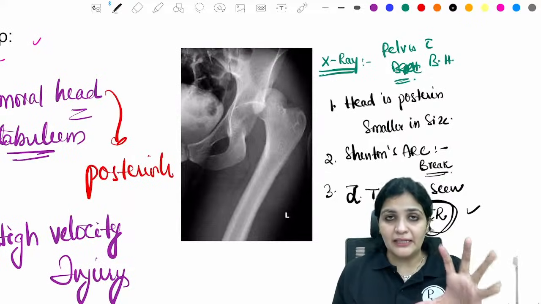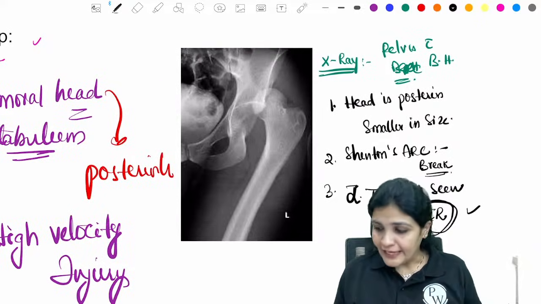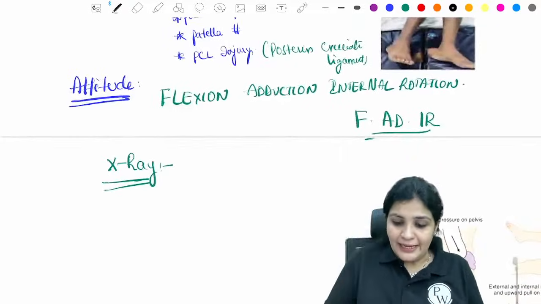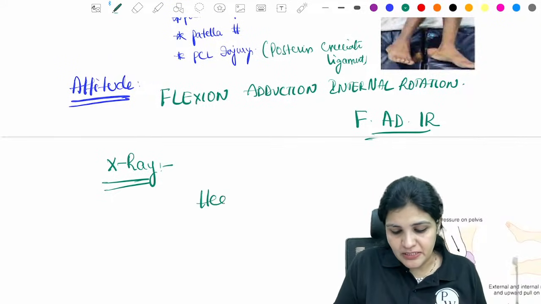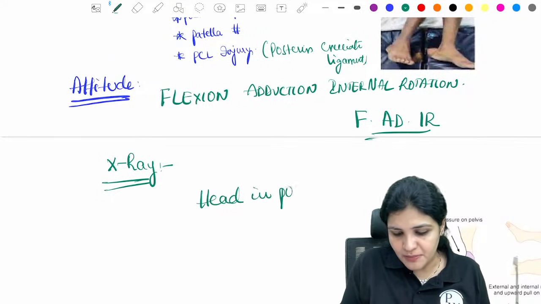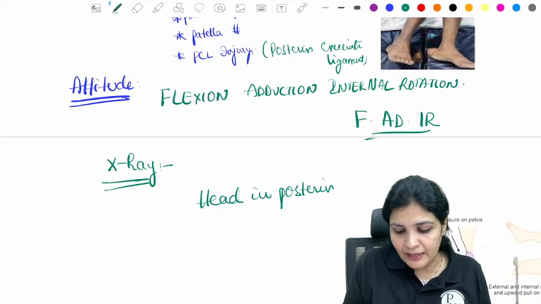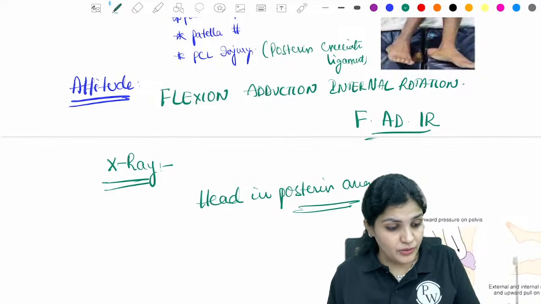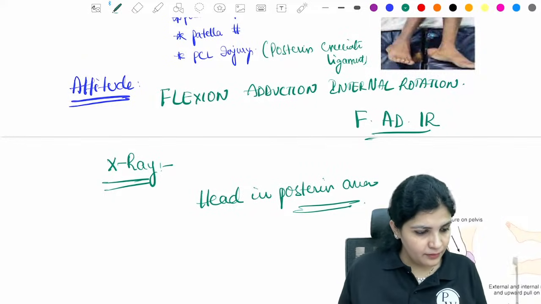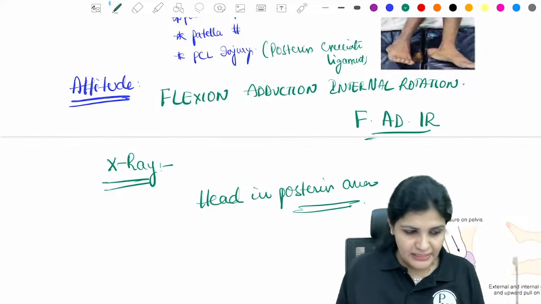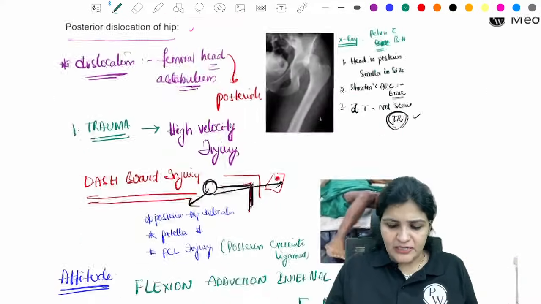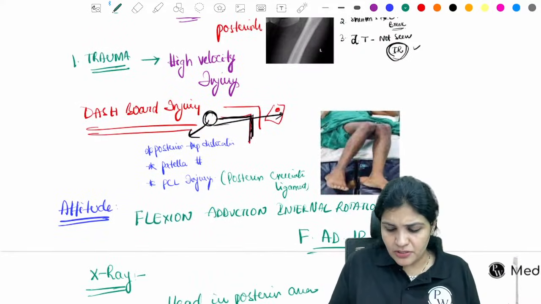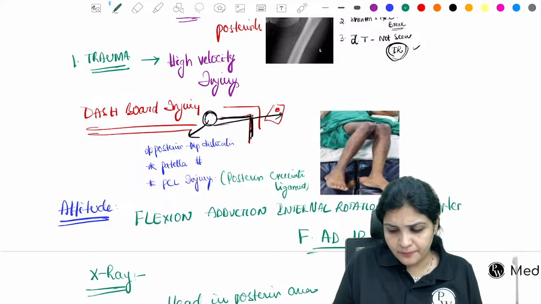So once you see this particular X-ray and you see on the clinical examination, the head is present in the posterior part. So head is present in the posterior area. So then you confirm this as posterior hip dislocation. Yes, proximal migration, that is the shortening. Shortening is also seen. Yes, shortening is also seen.